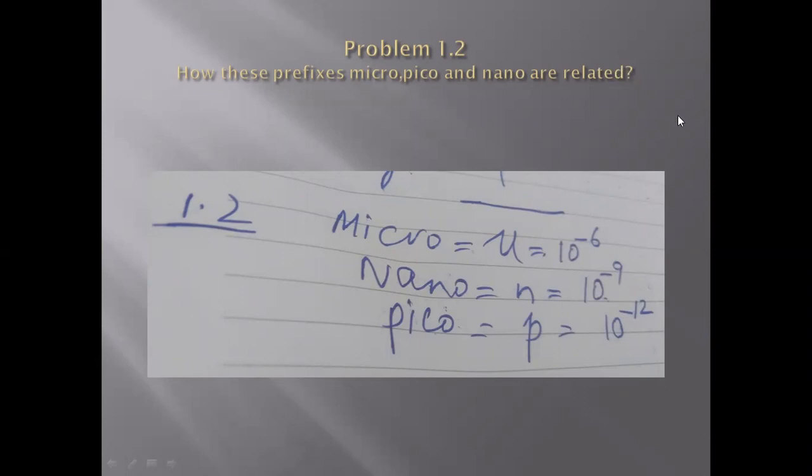At the start I have written again for recall that micro is equal to 10 raised to the power minus 6, nano is equal to 10 raised to the power minus 9, and pico is equal to 10 raised to the power minus 12. Now, we are to show how these three prefixes are related to each other.